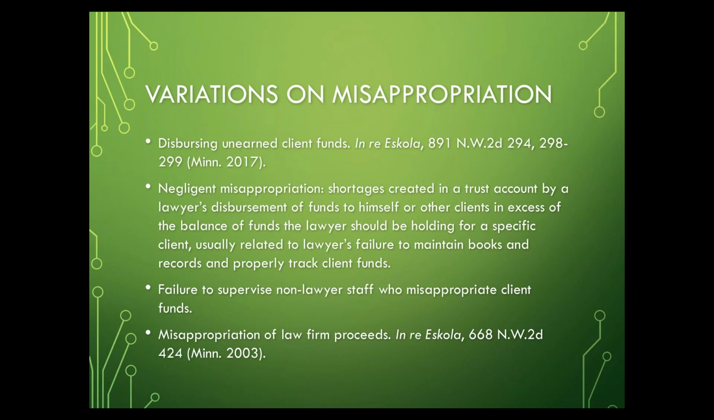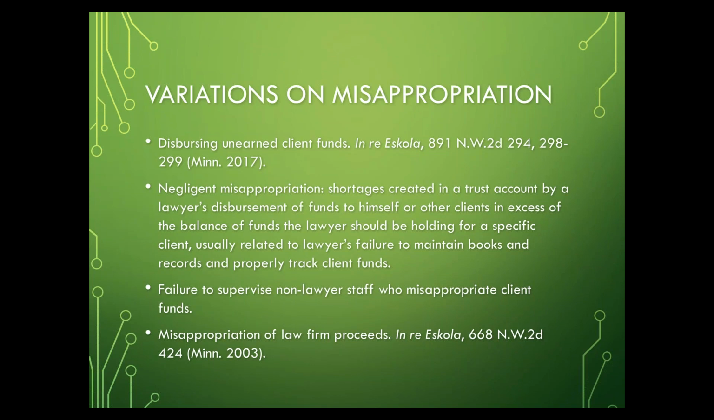You think A has $1,000 in the trust account, but they really only have $200. So you write a check on behalf of client A to someone in the amount of $1,000, but they don't actually have that in the account. So the $800 that you're using comes from client B. And that is negligent misappropriation.